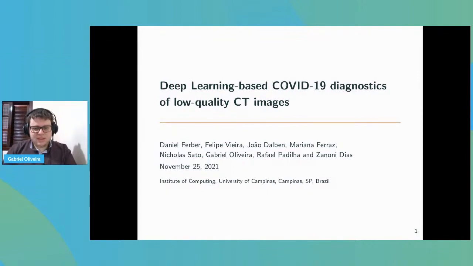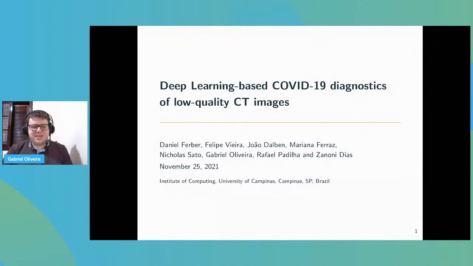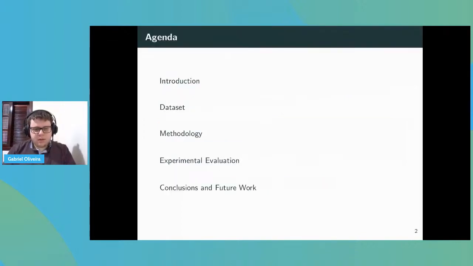Thank you. So I am Gabriel. I'm going to present the paper Deep Learning-Based COVID-19 Diagnostics of Low-Quality CT Images. The authors of the paper are myself, Daniel Ferber, Felipe Vieira, João Dalben, Mariana Ferraz, Nicolas Sato, Rafael Padilha, and Zanoni Dias. This is the agenda of the presentation. I'm starting with the introduction, then I'll discuss the dataset, methodology, experimental evaluation, and conclusions and future work.